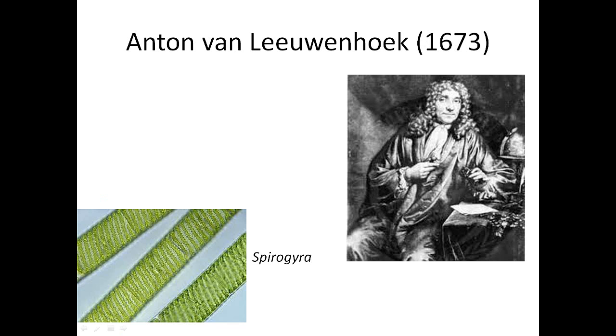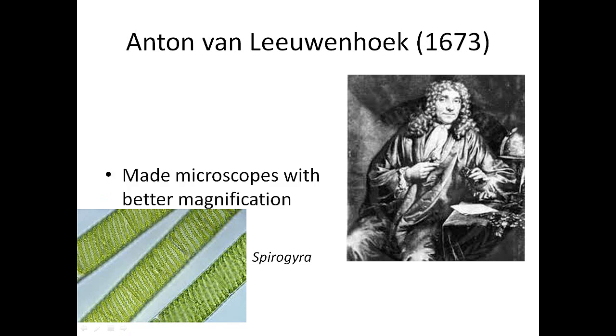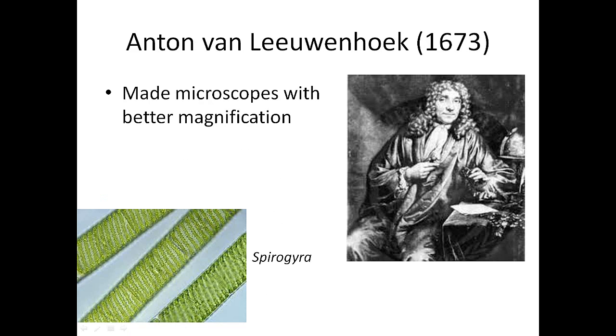Along came Anton van Leeuwenhoek in 1673. He had the advantage of better microscopes with more magnification, and he looked at an organism down at the bottom left there called Spirogyra. And so that made him the first person to see cells that were actually alive.